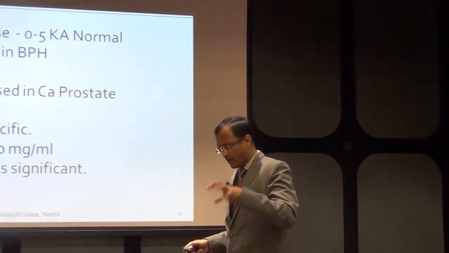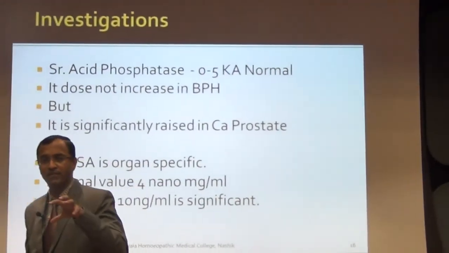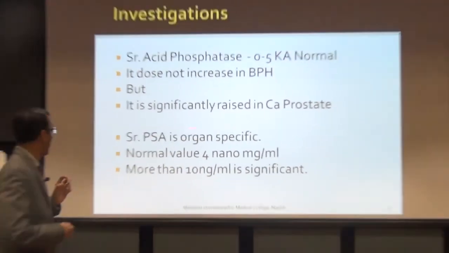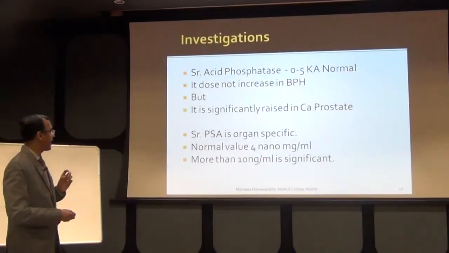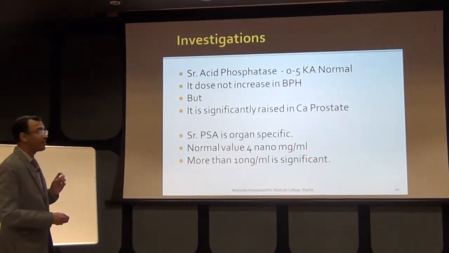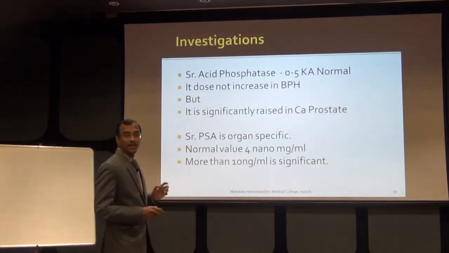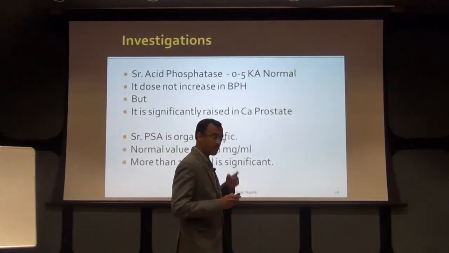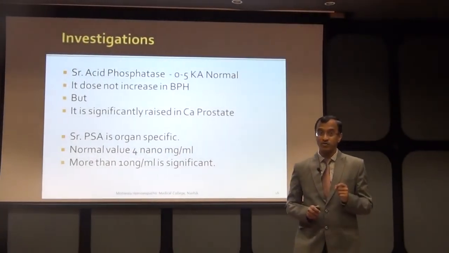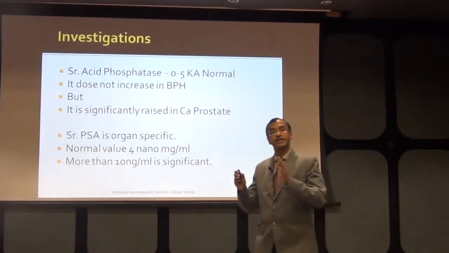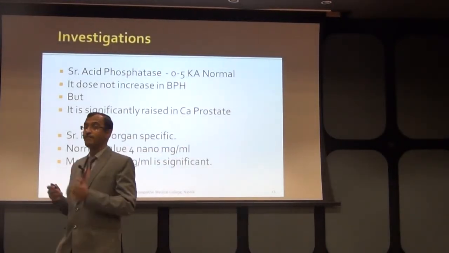The second investigation we have just talked about is the serum prostate specific antigen. It is a very organ specific antigen, it means it relates to the prostate. The normal value is 4 nanograms per ml, and if it is more than 10 nanograms per ml, then it is significant. But we need to make sure that serum PSA values can also be raised in various clinical conditions like prostatic cancer.